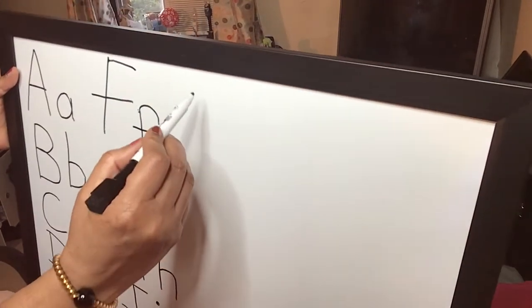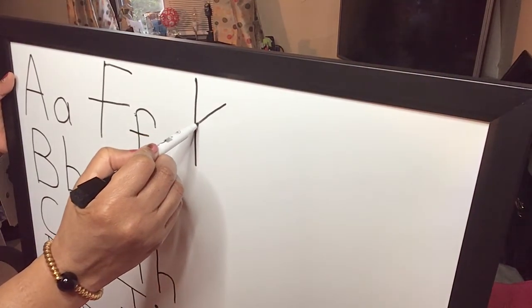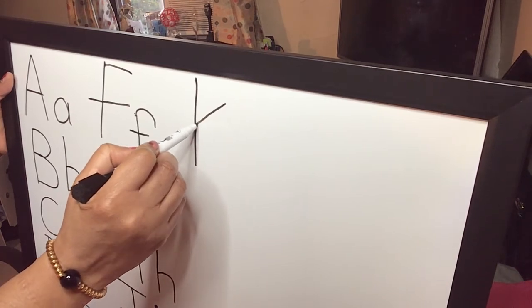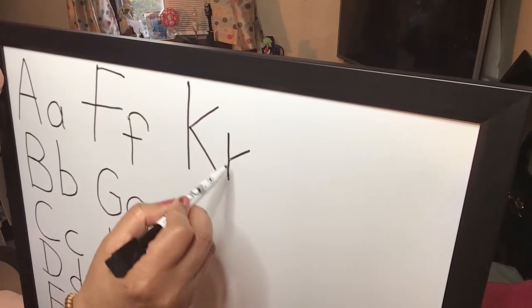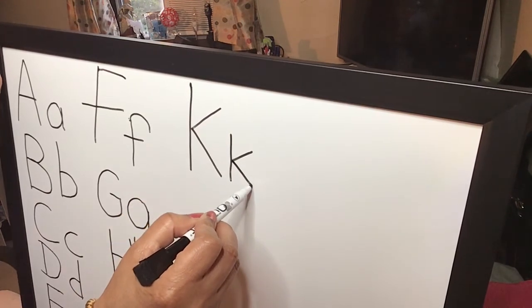Next we have K. One long stick, and you slant it like this with a little stick, and then you go to the right like that with another little stick. For little k, it looks the same, it's only that it is smaller. Small stick, come this way and go that way.